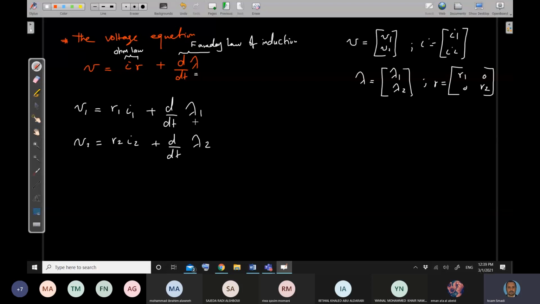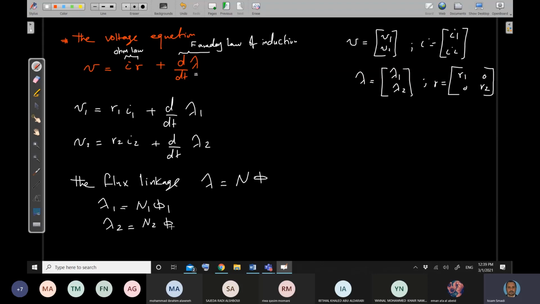Now, in order to finish the voltage equation, I need to define lambda 1 and lambda 2. And lambda is called the flux linkage. So lambda in general is equal to N multiplied by the flux phi. So simply here, lambda 1 is equal to N1 phi 1, and lambda 2 is equal to N2 phi 2, and the unit for the flux linkage is volt second. Good.